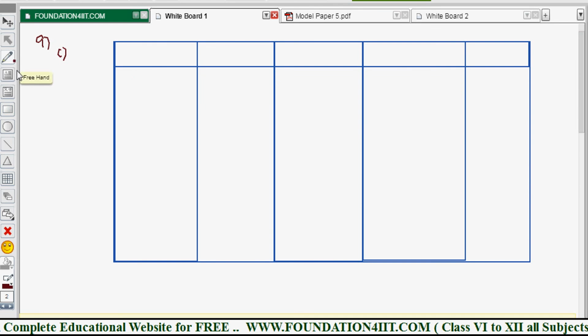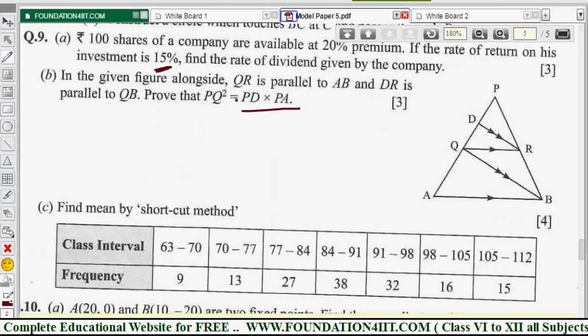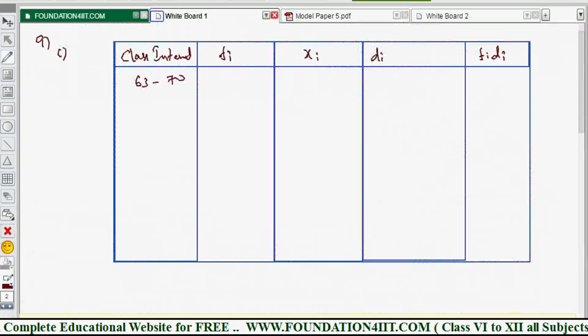Let me take the given data first. That is, class interval is given. So class interval Ci and fi is frequency. Xi will come from the class interval, the mid value of the class interval, and then di, then fi di. Let us use this. So class interval data is 63 to 70. We are using just the shortcut method, not the direct method. 63 to 70 and 70 to 77.